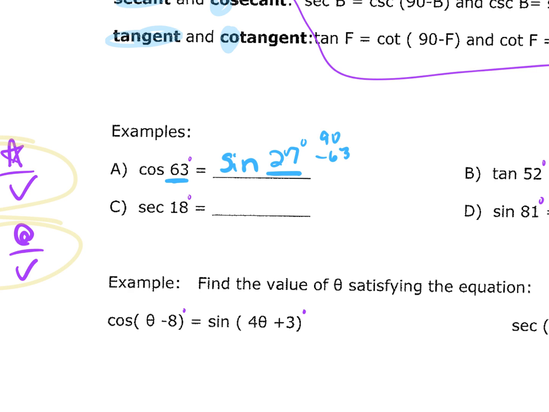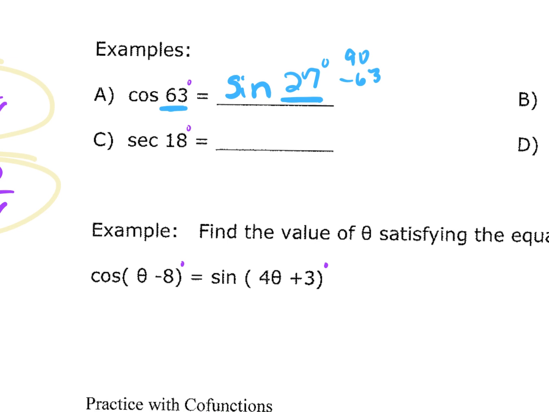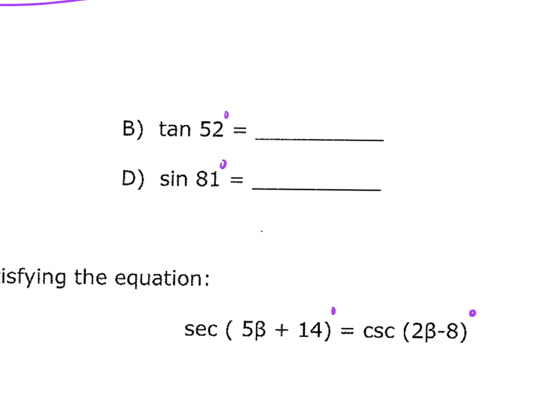Okay. All right, secant 18 degrees. What's the co-function for secant? Someone call that out. Cosecant, good. So we get cosecant. And then we want to do 90 minus 18 degrees. What does that give us? 72 degrees. Awesome. Similarly, the co-function for tangent, Lucy, is what? Cotangent, good. And then we do 90 minus 52, 38, and we get 38 degrees.